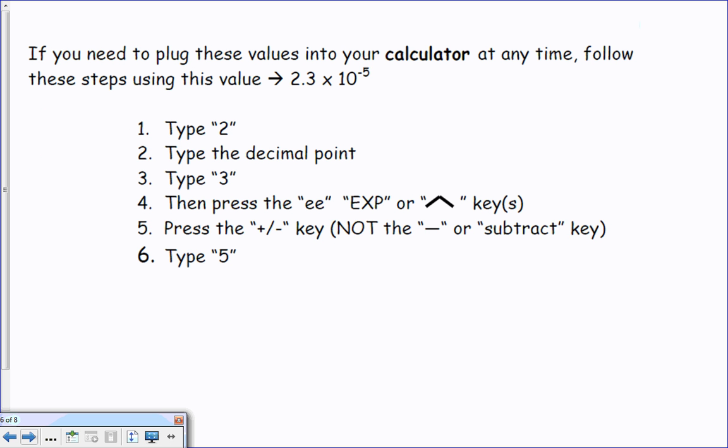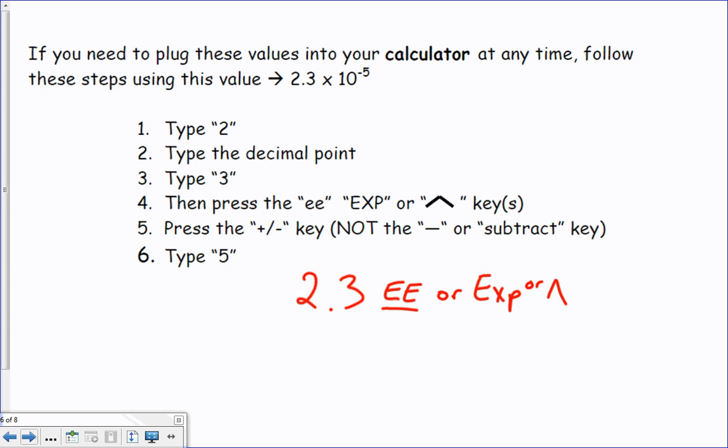Now, if you need to plug these values into your calculator, here's where things get tricky. We need to follow these steps, right? So in my calculator, this is what I'm going to do. I'm going to type 2 decimal point 3, and then I'm going to press the EE button. It should be capital EE on your calculator, or that exponent button, or the caret. Any one of those will do, but I only want to press one.